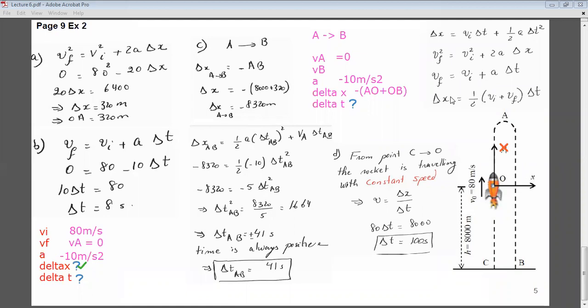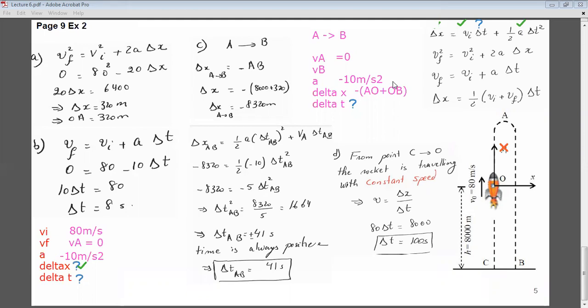So let's look. I have VA, I have the initial, I have acceleration. Okay, I have delta X, and I need delta T. Which equation can I use? Let's try the first one. Delta X, I have it. Okay, the initial, I have it. Delta T is my unknown. Okay, acceleration, I have it. Delta T is my unknown. So I can use equation number 1 actually.